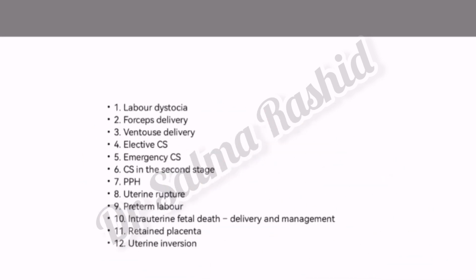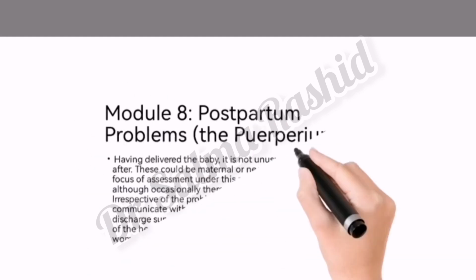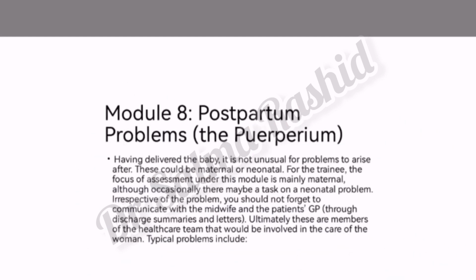labor dystocia, forceps delivery, ventouse delivery, elective cesarean section, emergency cesarean section in the second stage, postpartum hemorrhage, uterine rupture, preterm labor, intrauterine fetal death, delivery and management, retained placenta, uterine inversion. Module 8 is related to postpartum problems, the puerperium.